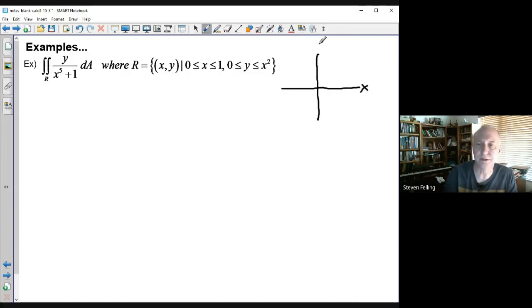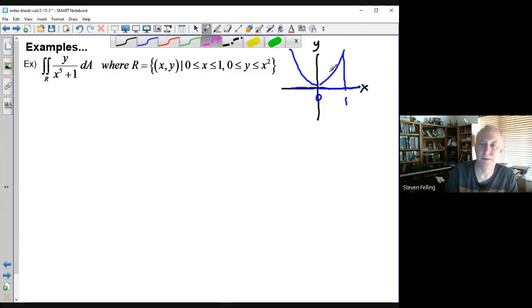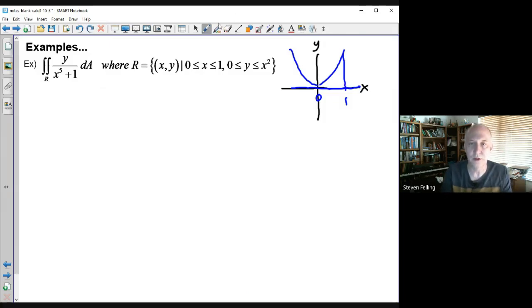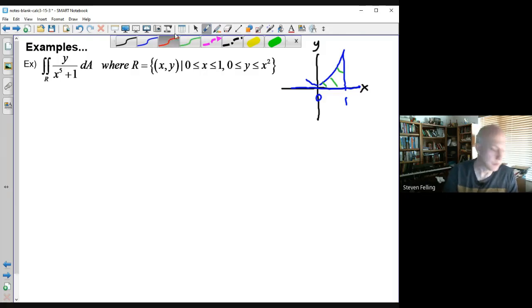And let's see. We've got y goes from y equals 0, which is a horizontal line. And then y equals x squared is going to be this, right? But x stays between 0 and 1. So it looks like it's this region here. This is the region. And in fact, I don't need the rest of that curve. Let me get it off there. Okay. All right. So let's pick a direction.